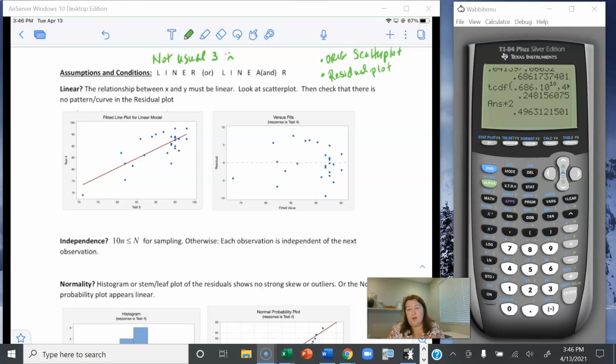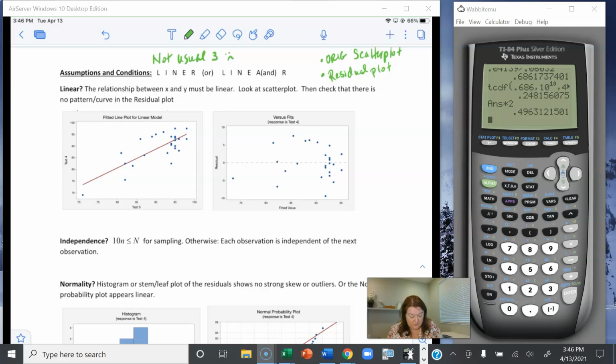So the first part about LINER is the L. And the first thing we're going to do is just look at the scatter plot and see, does it look like it's a linear best fit? And so we can just look at the dots, pretend that the green line is not there, and say, would this look like a best fit line or would it be curved? So it looks like it would be linear, okay?